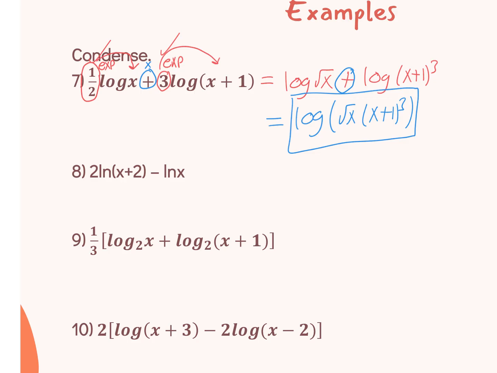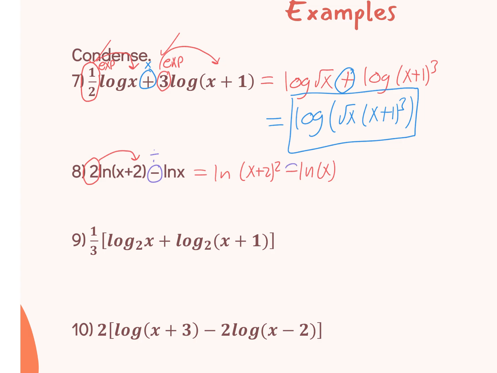So let's try the same thing with the next one. I see a 2 in front. I know that that's going to become an exponent. And then I see a minus in between. That's going to become division. Right? So let's do our properties of logs to condense it. And again, I'm going to work backwards, so I'm going to do the exponents first. So this is going to become ln of (x plus 2) squared minus ln of x.